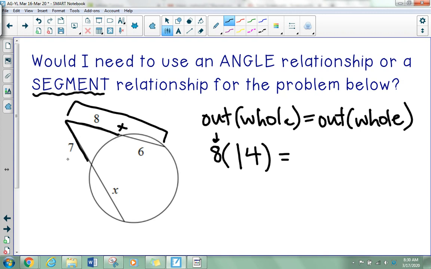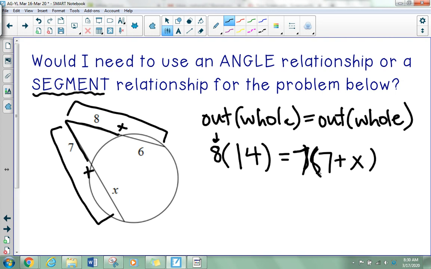Set it equal to the other outside, which is 7. And so I multiply 7 times the whole. Again, in this case, to find the whole, I'm going to need to add these pieces. I can't actually add 7 and x, but I can write it at least as 7 plus x. Now again, from here, remember, you're going to want to solve for x, get x by itself. First of all, I can figure out what 8 times 14 is. That gives me 112. Over here, I can distribute this 7, meaning multiply it. And so I get that it equals 49 plus 7x.